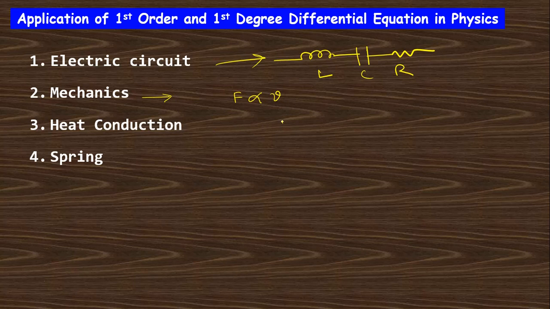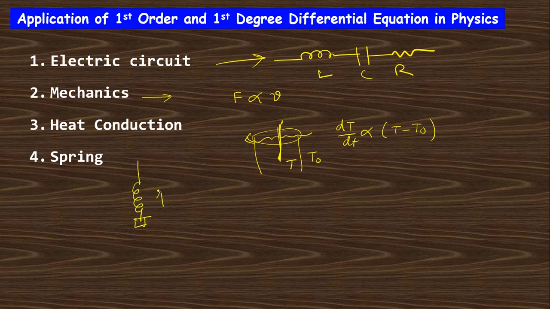Heat conduction: suppose this is a hot body, a cylindrical body, and the heat is radiated. This temperature radiation is proportional to the temperature difference, where T0 is the surroundings temperature and T is the temperature within the body. The radiation rate is proportional to the temperature difference between the body and the outside. And in the case of a spring, the force is proportional to minus kx.